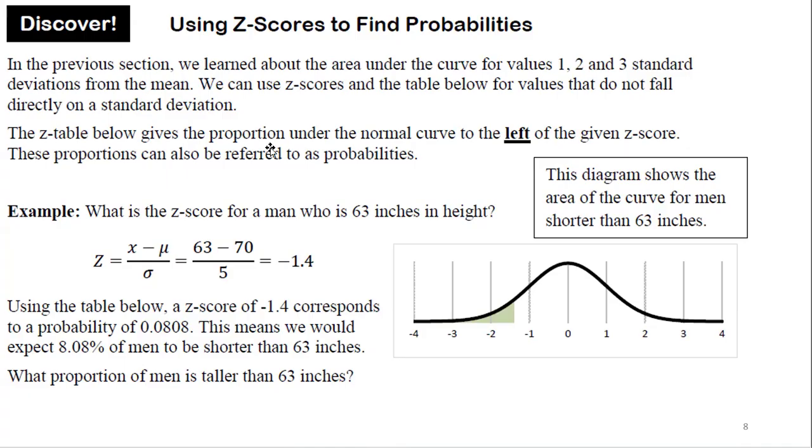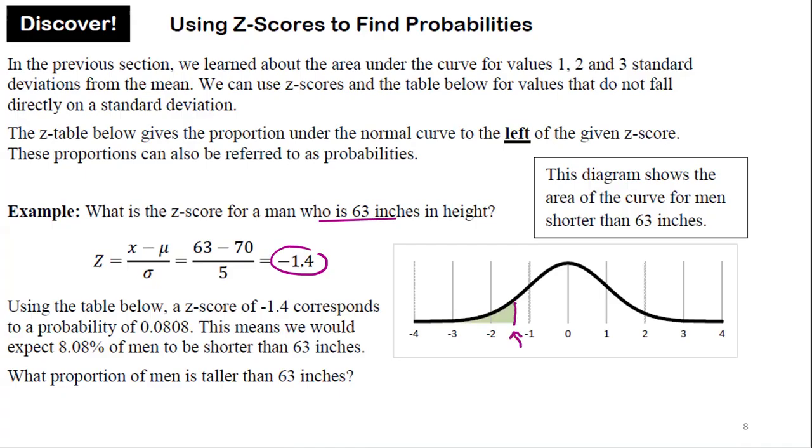This diagram shows the area under the curve for men shorter than 63 inches. When you draw your normal distribution curve, it looks like this. This is for z-scores, so you will label the z-score on the bottom: 0, 1, 2, 3, 4 to the right, and then -1, -2, -3, -4 to the left. This one they already calculated for us. What's the z-score for a man that's 63 inches in height? They figured out it was -1.4. So we would mark that down here.